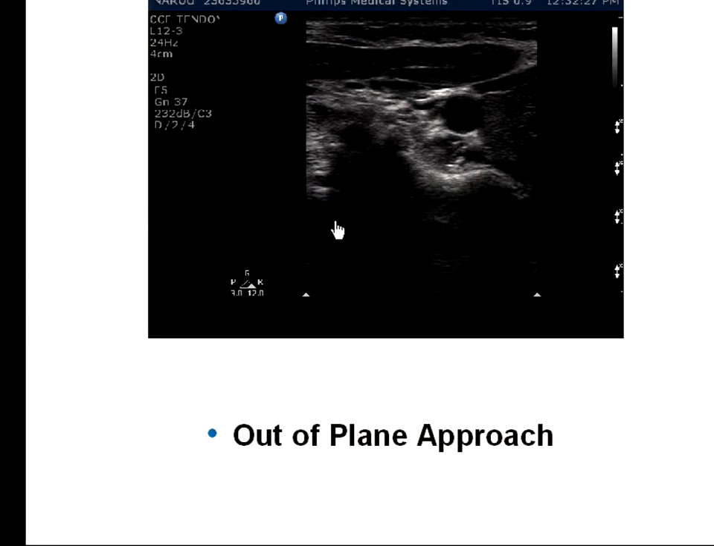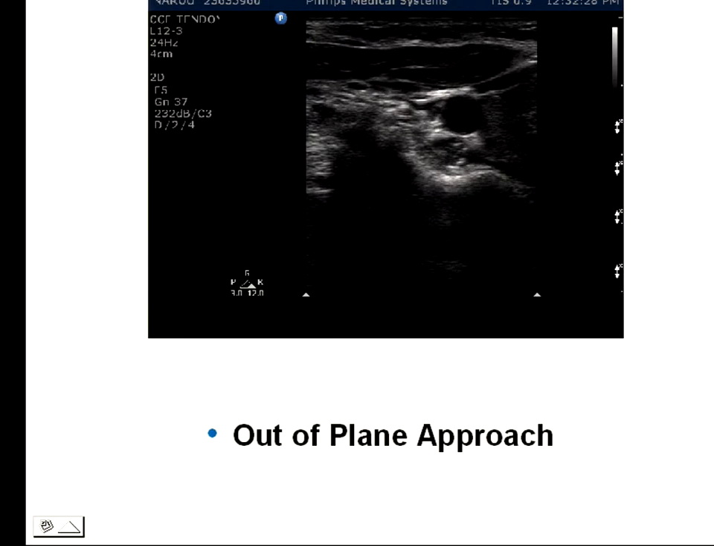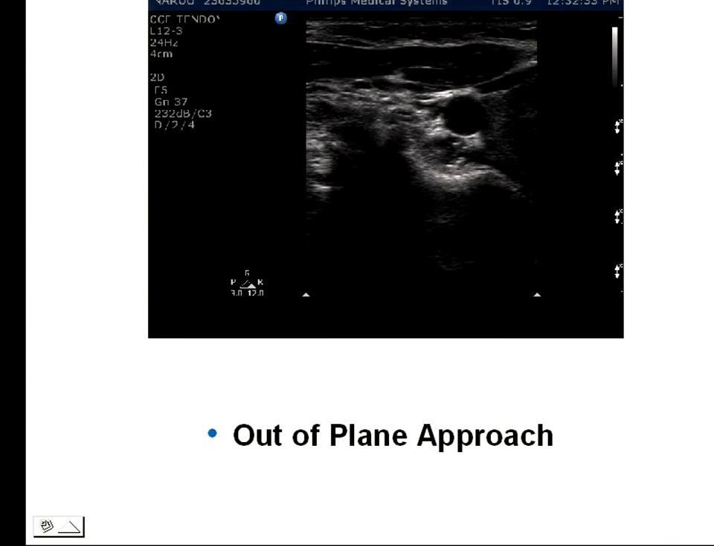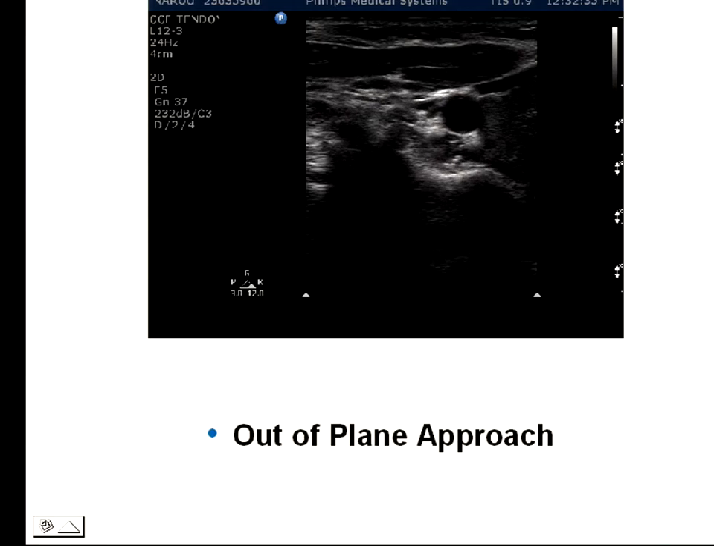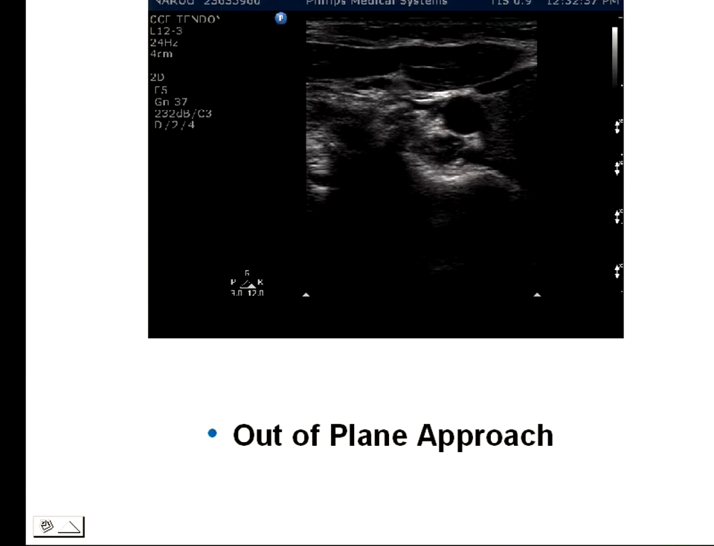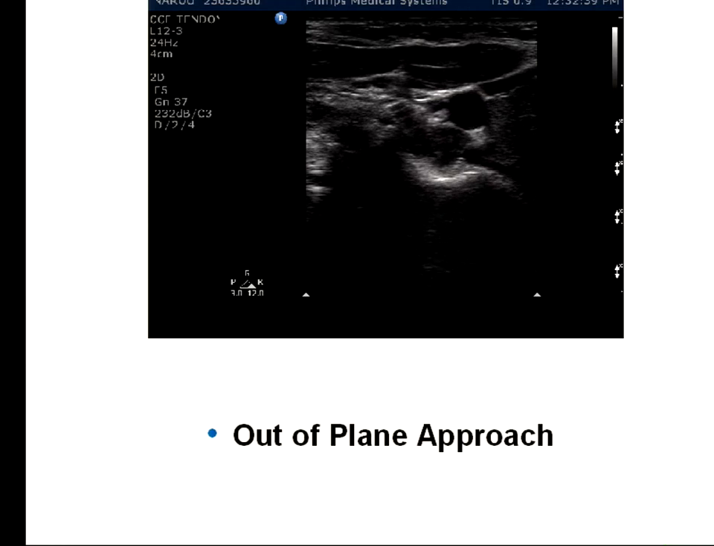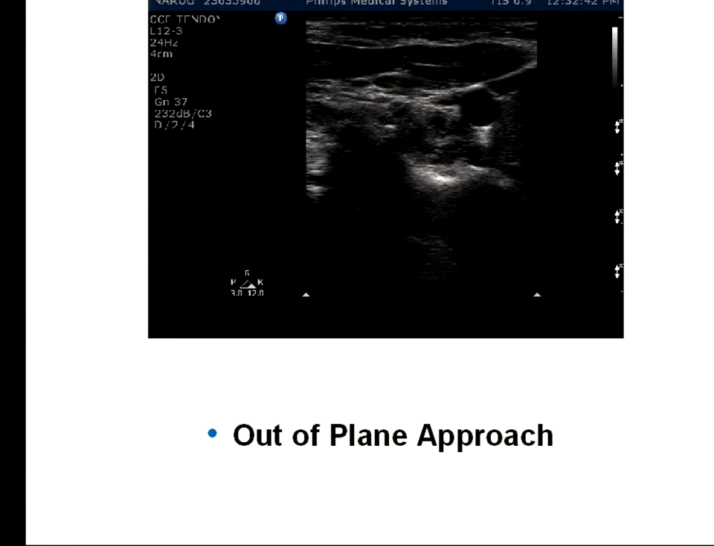Out of plane. You can see the needle tip here. I was touching the anterior tubercle. I just moved a little bit between the anterior tubercle and below the carotid sheath. This is the longus colli muscle. We start to inject. This is my injectate. It pushes the carotid sheath up.